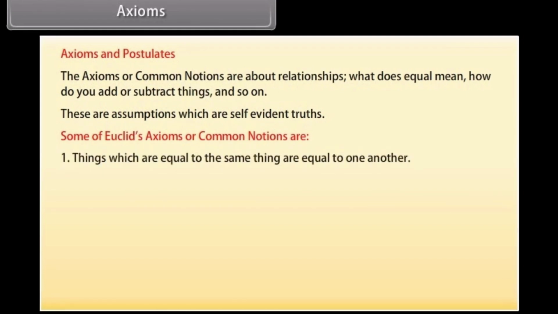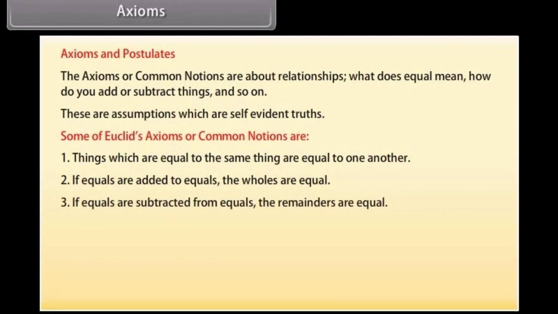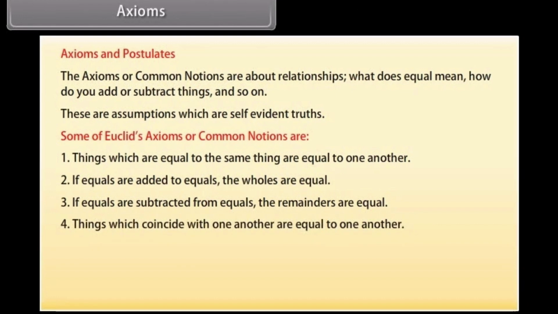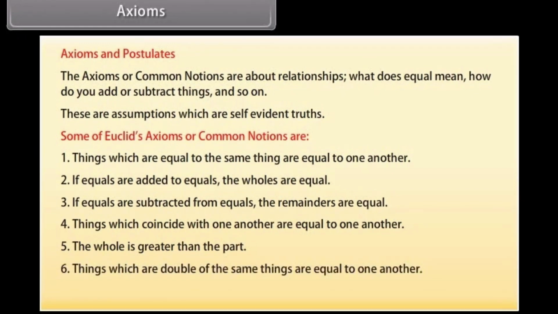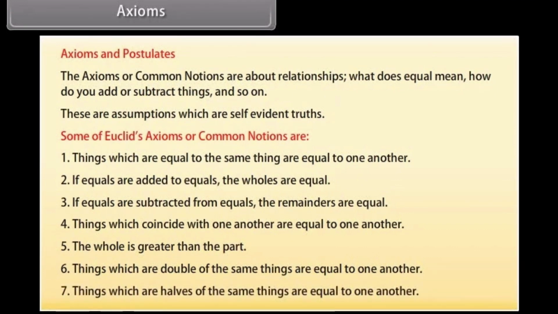Things which are equal to the same thing are equal to one another. 2. If equals are added to equals, the wholes are equal. 3. If equals are subtracted from equals, the remainders are equal. 4. Things which coincide with one another are equal to one another. 5. The whole is greater than the part. 6. Things which are double of the same things are equal to one another. 7. Things which are halves of the same things are equal to one another.